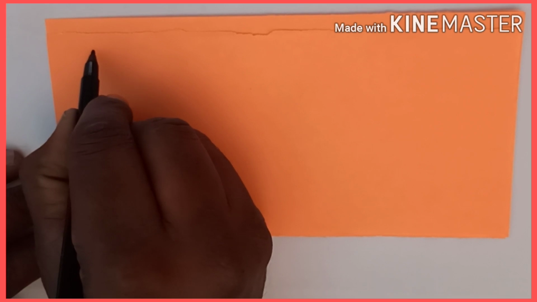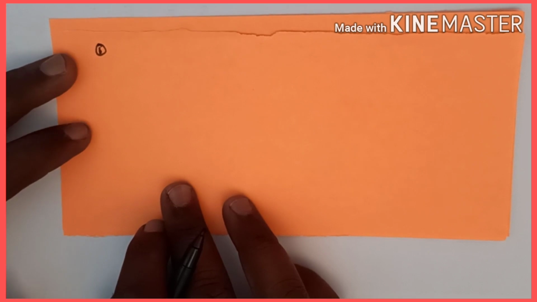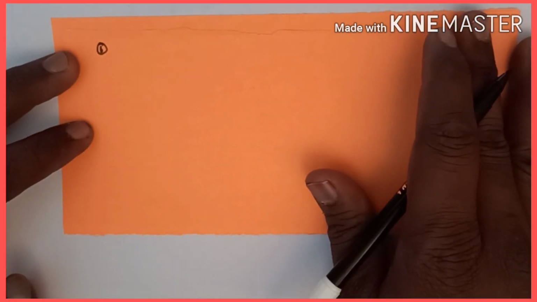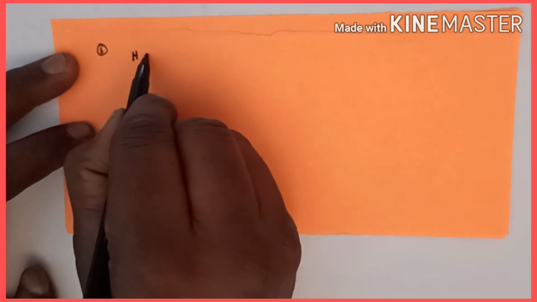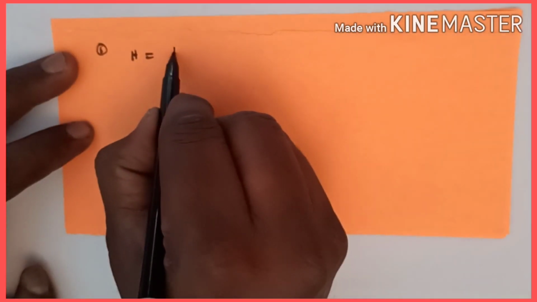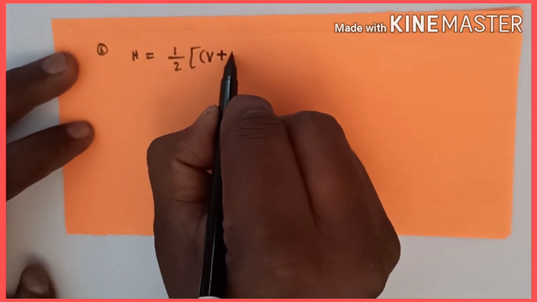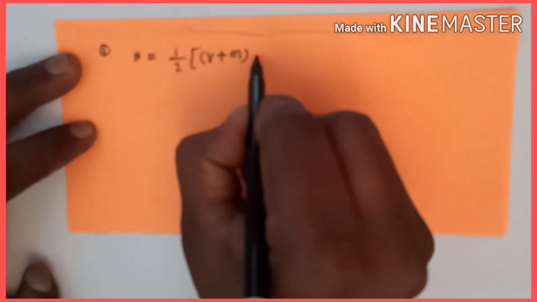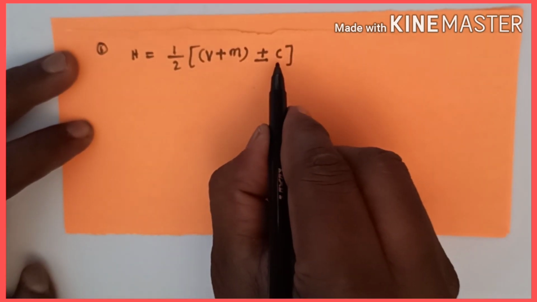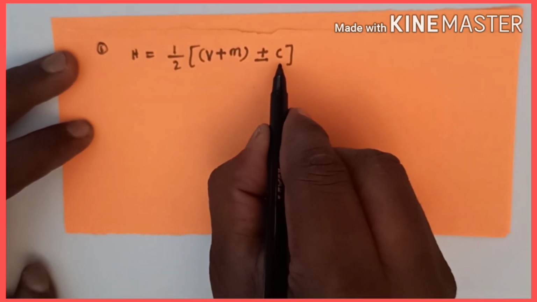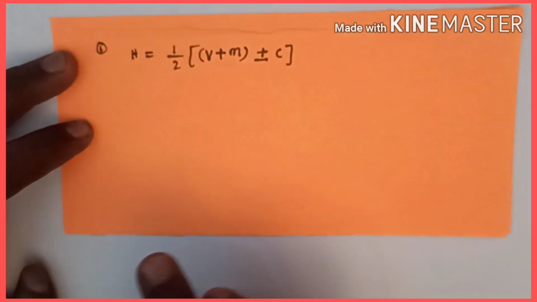So let us find hybridization with method 1. In the first method, how to find hybridization? This is a regular and simple formula-based method. Hybridization is equal to half of the valency of the central atom plus the number of monovalent atoms connected to it, plus or minus the charge. If the charge is a cation charge, you should subtract. If the charge is an anion charge, you should add it. This is a regular method.